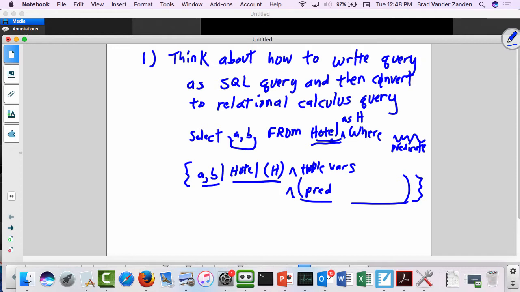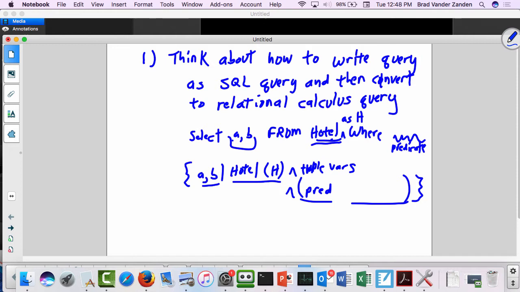Now, I'd have to go into 15 or 20 minutes of how to do joins. I'm not going to do that here. I'll refer you to the video lecture for how to do a join, because that involves using for all, exists, and the like. But that's the basic conversion from an SQL query to a relational calculus query.